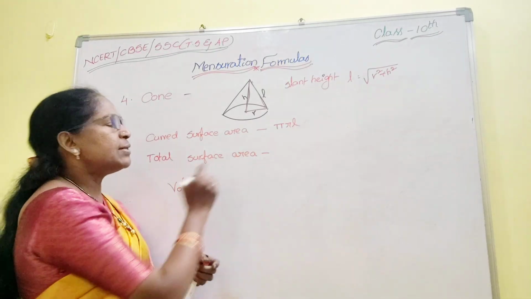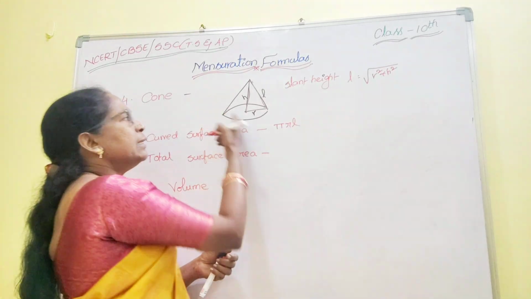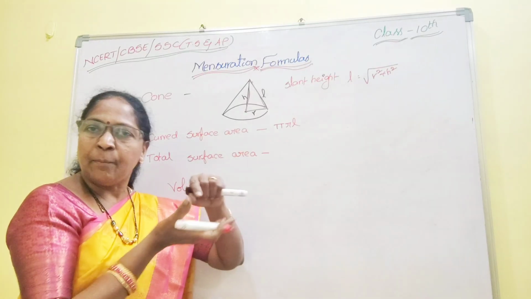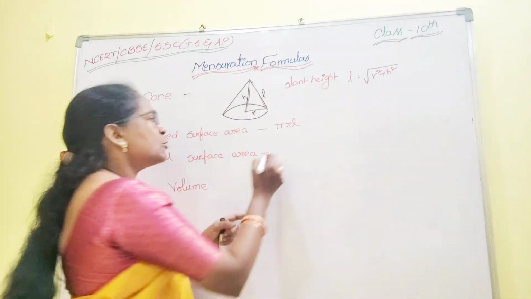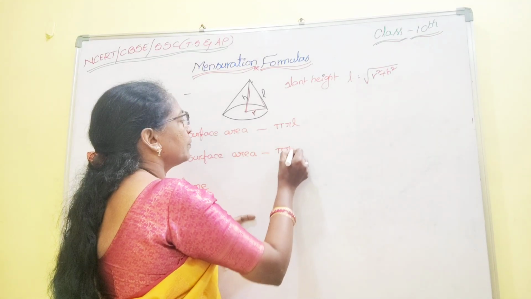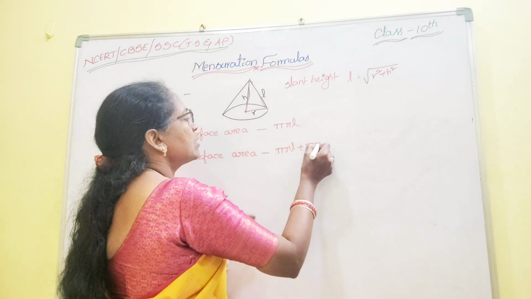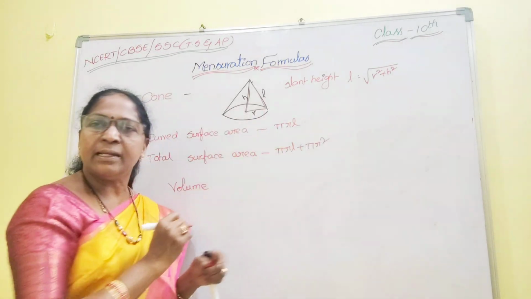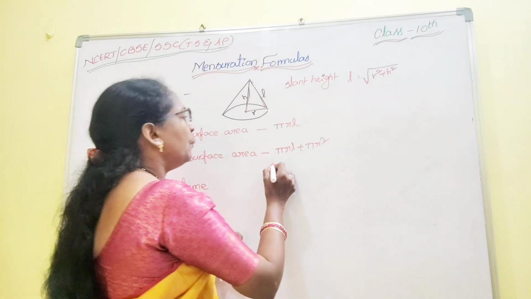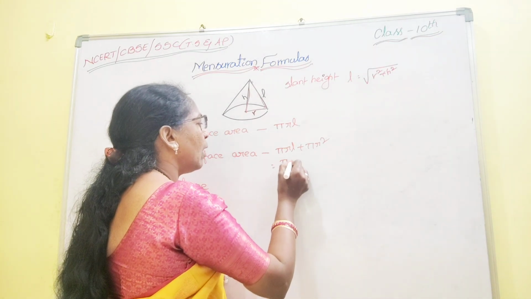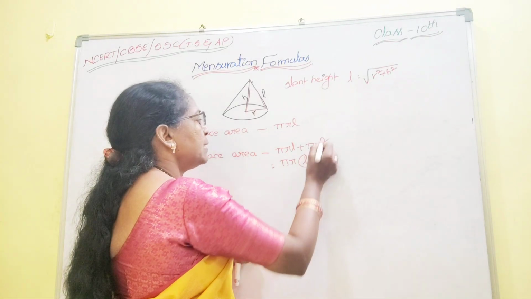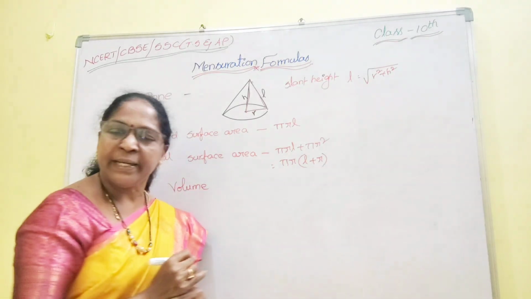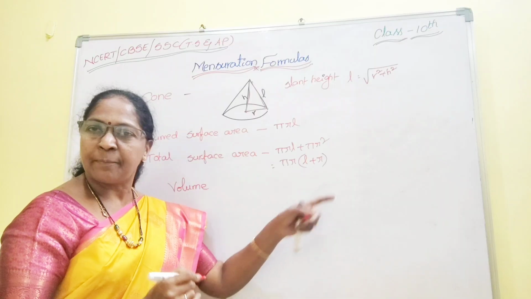Next, total surface area. Total surface area means the curved surface area and the bottom area also added. This bottom is circular in shape. So pi r L plus pi r square. Why? Because the area of the circle equals pi r square. Both you should add. In this, pi and r we can take as common, and the remaining is L plus r. So pi r into L plus r.